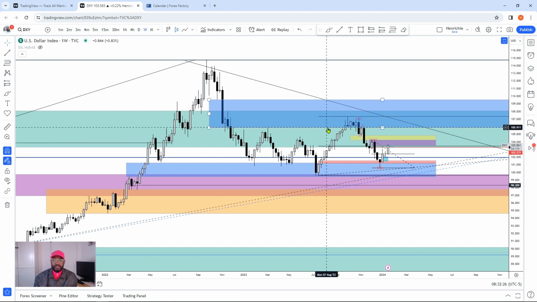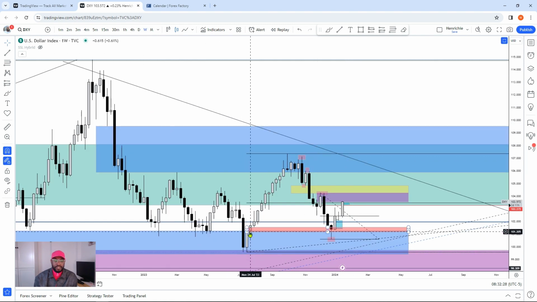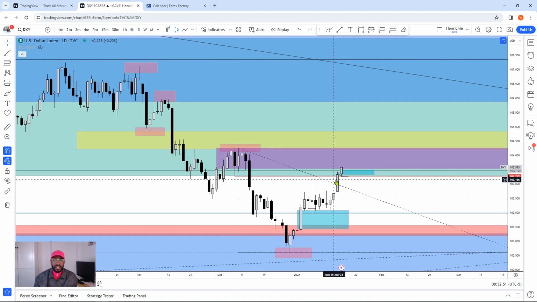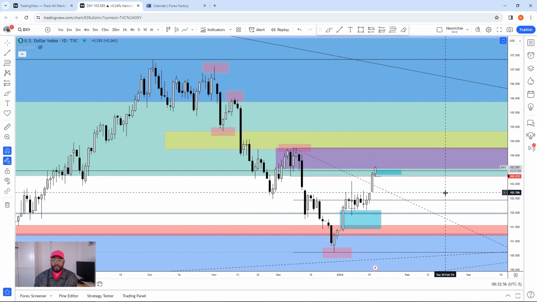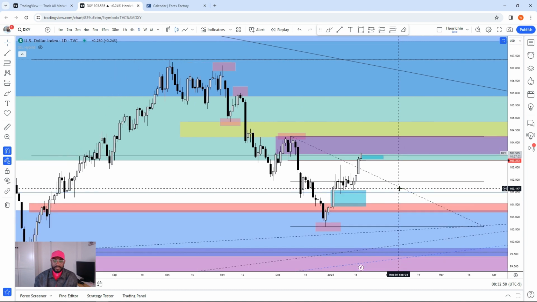But in my opinion, as you can see right here, we have an inefficiency resting right here, and dollar came into that inefficiency and rejected off that inefficiency. Take note that we still have another inefficiency resting right here. So this high is also a buy side liquidity. The price could potentially want to run that liquidity. In as much as I'm not saying it's going to run that liquidity, it's also something to put into perspective just in case it happens so you're not surprised.